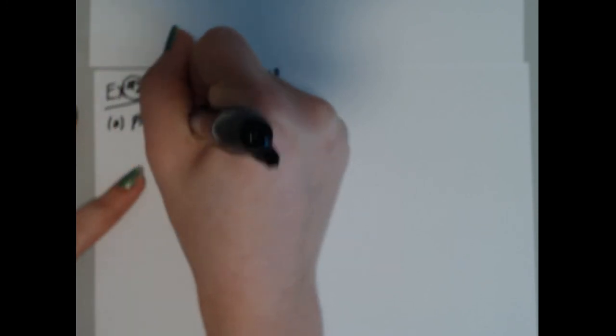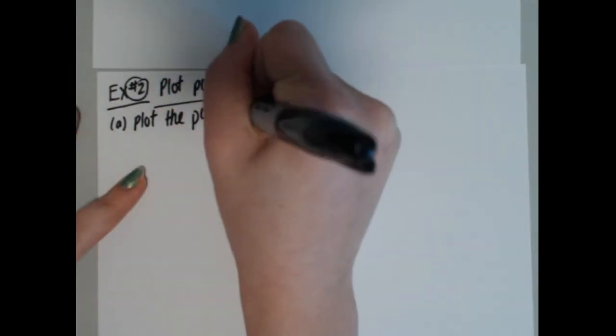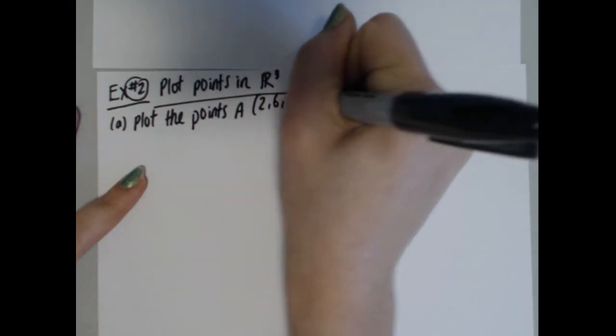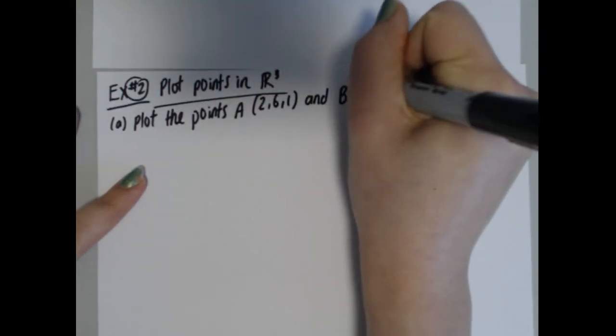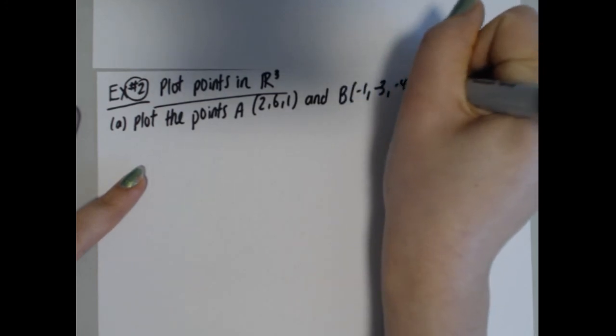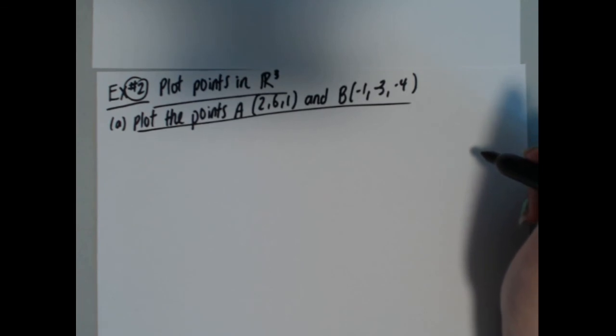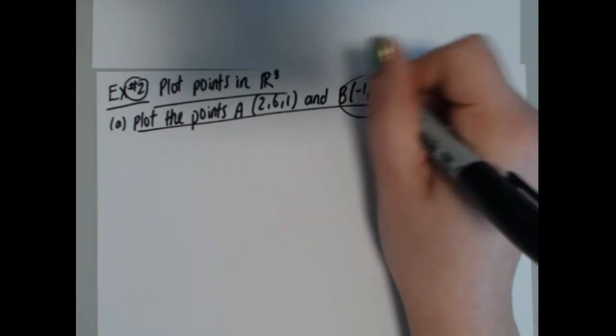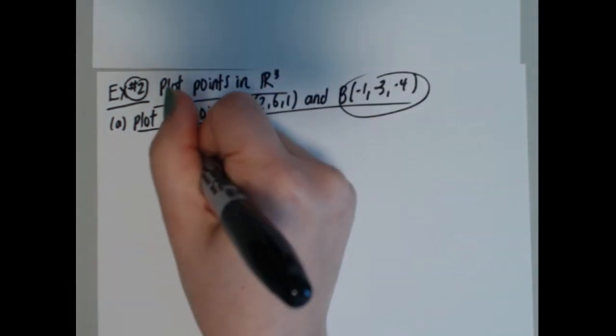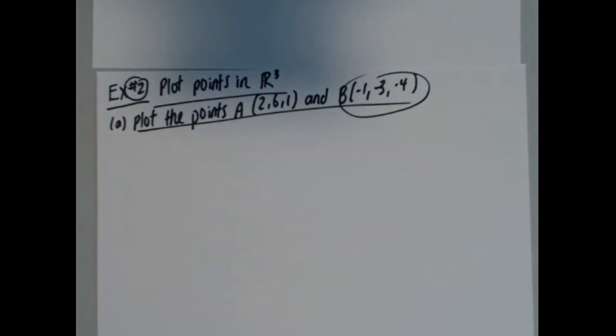So part A, plot the points A, 2, 6, 1, and B, -1, -3, -4. Okay, so like I said, I'm going to plot one of these by hand, and the other one I'm going to use the computer simulation. So I'm going to plot B by hand. Okay, so I'm going to go ahead and sketch my 3-dimensional Cartesian coordinate system here. So go ahead and grab your ruler, and I'll do the same.